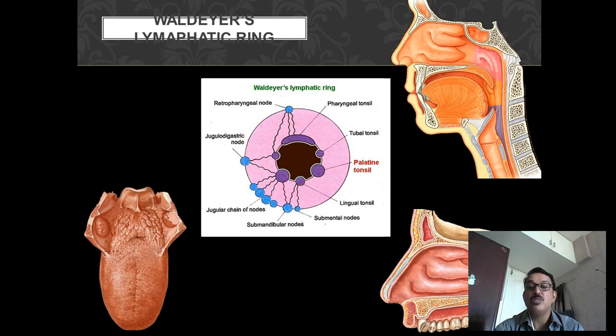And the tonsil is one of the tissues which is described in the inner ring of Waldeyer. See, this is the one. This is the palatine tonsil, tubal tonsil, pharyngeal tonsil on both sides. This is the lingual tonsil. So lingual tonsil, palatine tonsil, tubal tonsil, and the pharyngeal tonsil, all these on both sides will form the inner ring of Waldeyer.